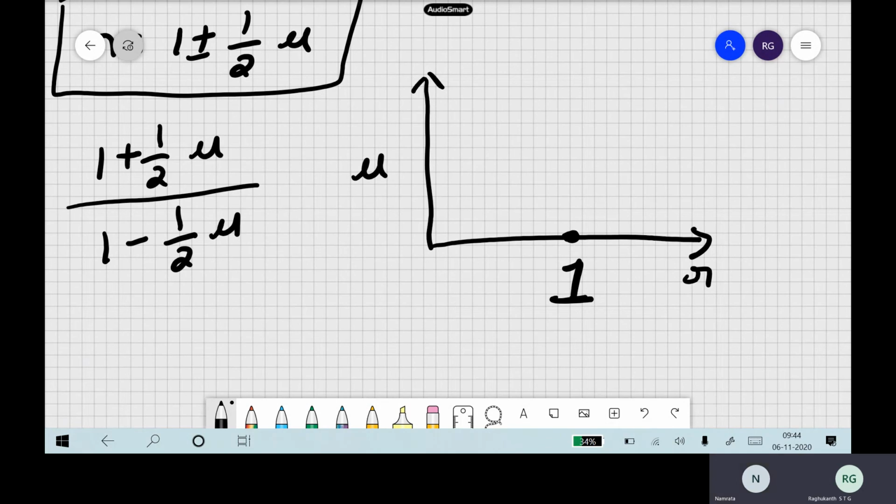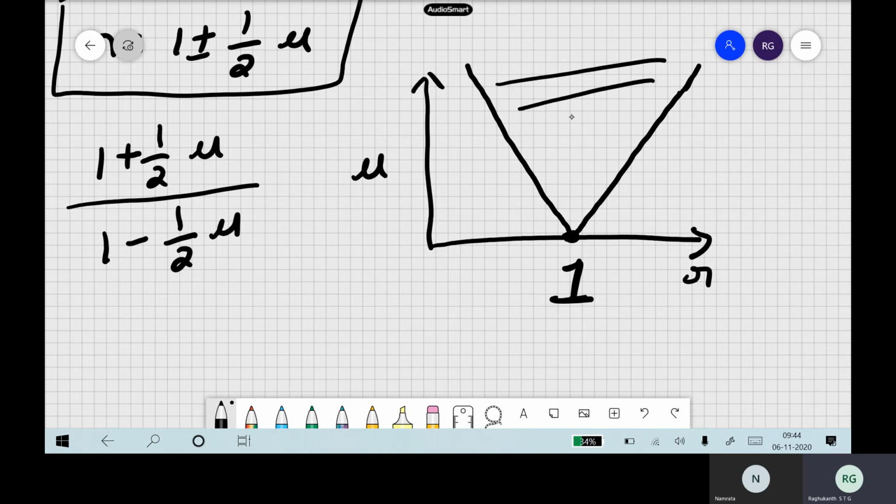Now as mu keeps on increasing, what happens? One straight line has a plus half slope, the other has a minus half slope. So the boundary regions will look like this. As mu keeps on increasing, this also increases. So these are my stability boundaries. If I am inside this boundary, that means I am unstable. So this is my unstable region.